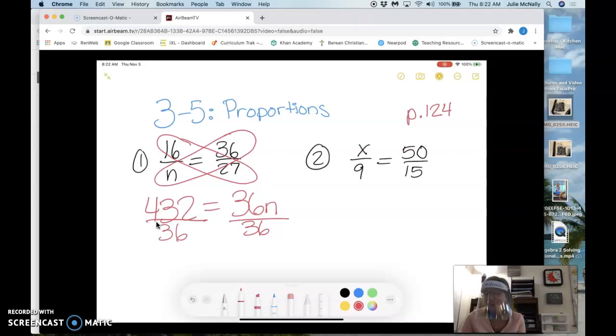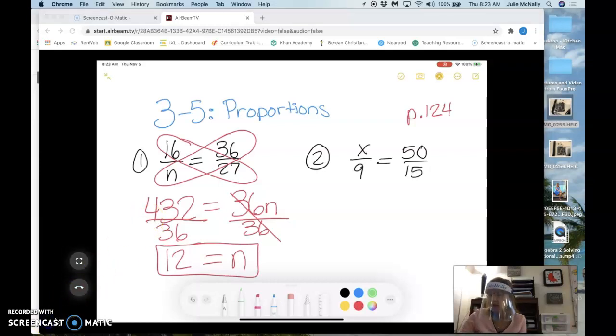Right. So now we just solved the equation basically. So we divide by whatever's next to the variable. And okay, so 432 divided by 36 is 12. And that's our answer. That's it.